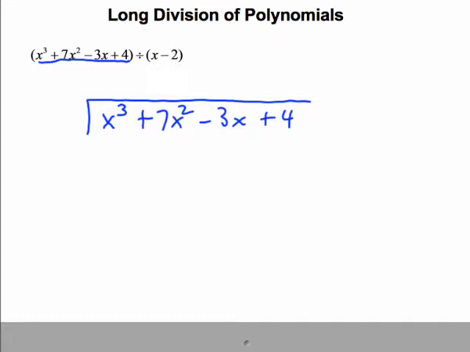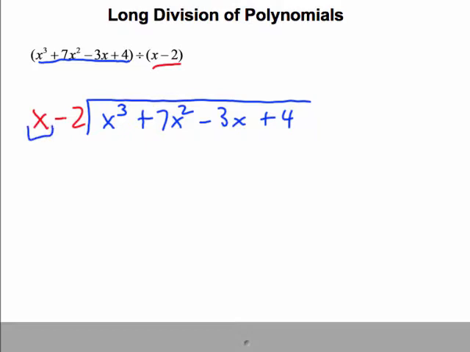And let's suppose our dividend hadn't had this term, let's suppose that wasn't there, then what I would have done in this spot is I would have put in a 0x squared. I need to have a place for each power, starting with the highest, going down to the lowest. All right, so back to our original question, and then our divisor goes into its spot again, highest to lowest degree, x minus 2. Now the division process goes similar to what it does with numbers.